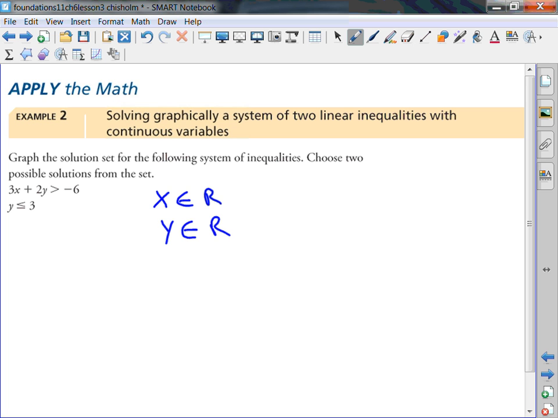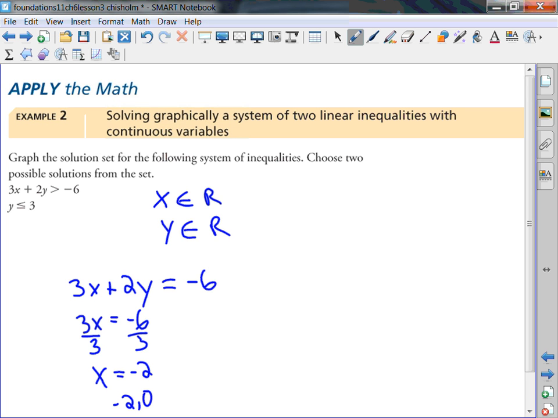So for the first one, we'll set it as an equality, as an equation, so that we can determine our boundary. So we have 3x plus 2y equals negative 6. So the easiest thing I think to do here is, we could go ahead and find the x-intercept. That's going to be a pretty easy thing to do. So we'll substitute y equals 0. And we'll say that 3x equals negative 6. We'll divide by 3 and get our x-intercept of negative 2. So that's going to be the point negative 2 and 0.